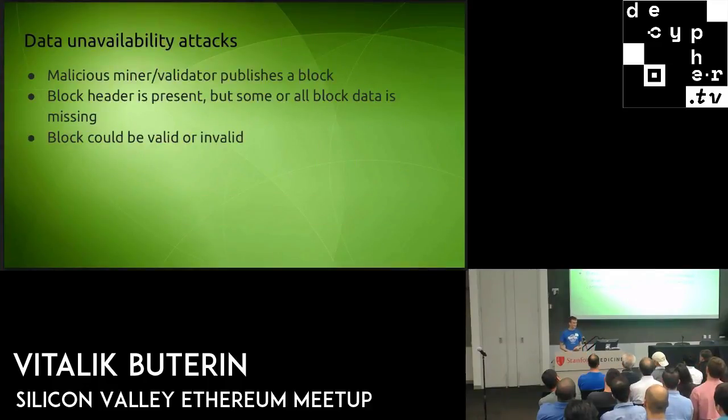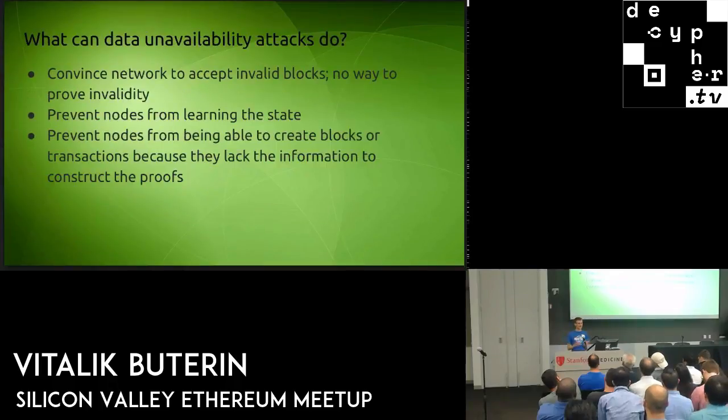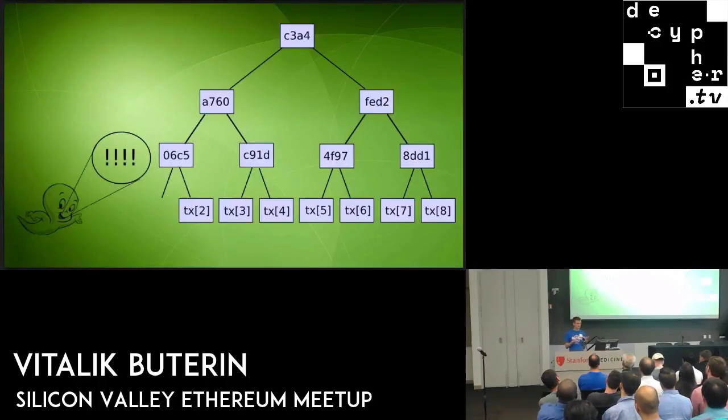Now, first of all, what can data unavailability attacks do? What is the worst that can happen because of a data unavailability attack? The first thing that the attack can do is it can convince the network to accept invalid blocks. And particularly, there's no way to prove invalidity, right? So this transaction over here could be a valid transaction, or it could be an invalid transaction that gives me 50 million ether out of nowhere. If you do not have the data, you have no way of verifying which is which. And technically, in an information theoretic sense, there's basically an infinite number of valid transactions that have the same hash, so it really could be any of them, and there's also an infinite number of invalid transactions that have the same hash, so it could be any of those. So that's the first thing that you can do.